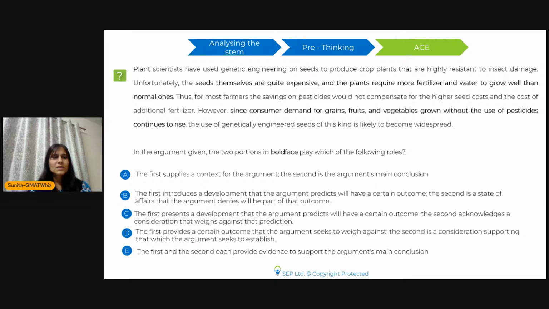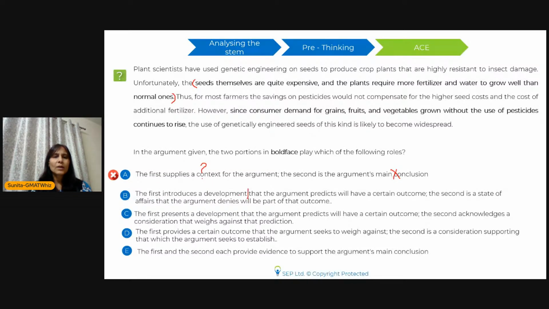The first supplies a context for the argument. Remember, this is not just a context, it is actually a counter premise. So to call it a context is not the right way to refer to it. It's not merely a context. The second is the argument's main conclusion. Absolutely not. So A is out, but none of you have marked A.